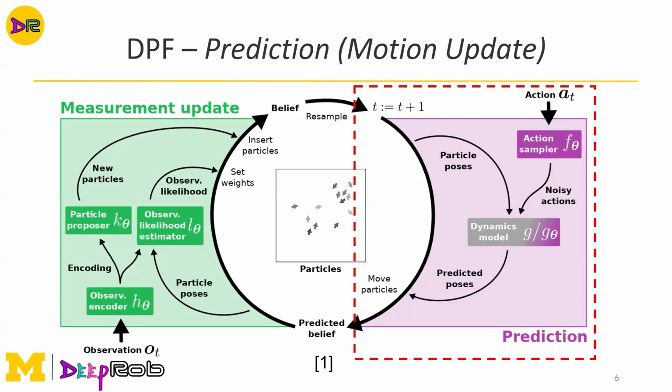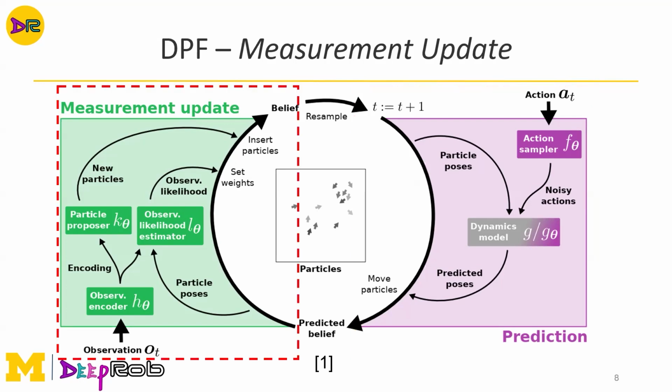Once these particles have been propagated in the prediction step, we move over to the measurement update step, in which an observation in the form of a camera image and difference image is taken in. And this is encoded by an observation encoder. And this encoded image is passed into a likelihood estimator, and it is used to set the weights of each propagated particle. Additionally, the encoded image is passed into a particle proposer to insert new hypotheses into our sample. And this particle proposer is just used at the first few initial steps of the filter.